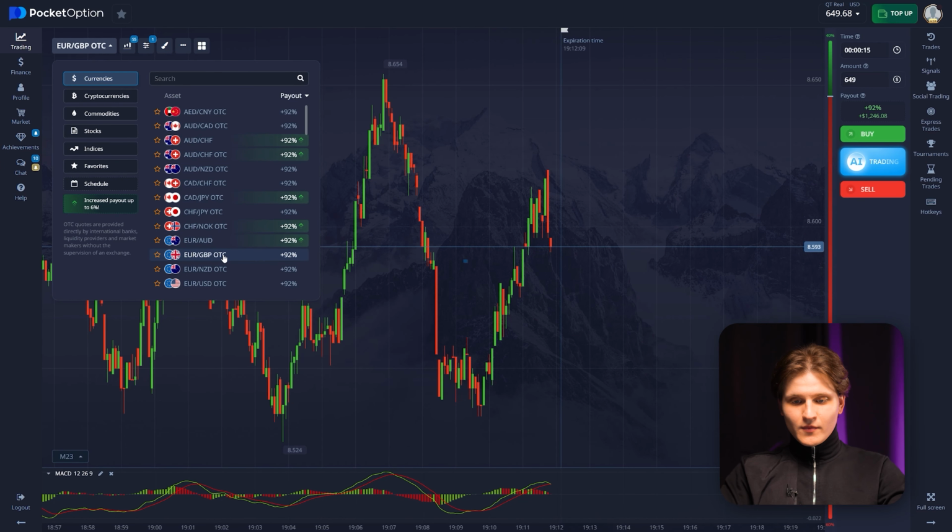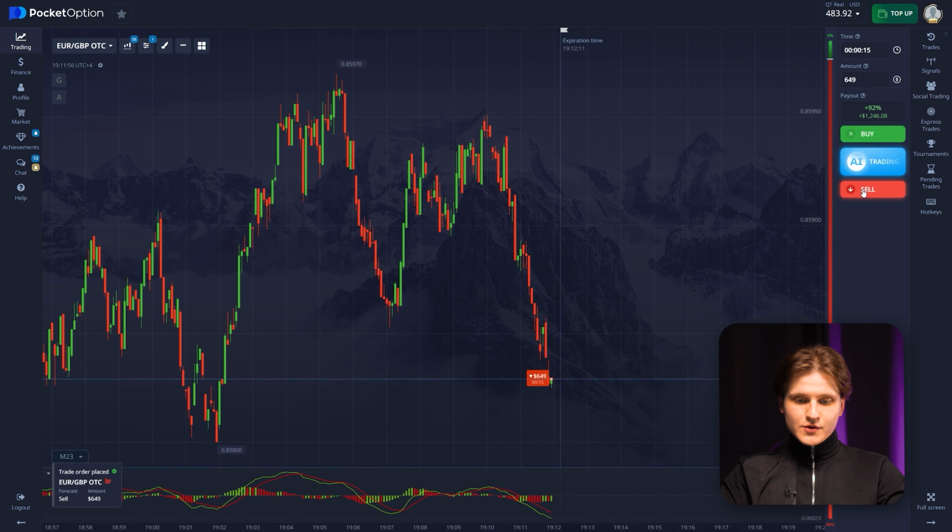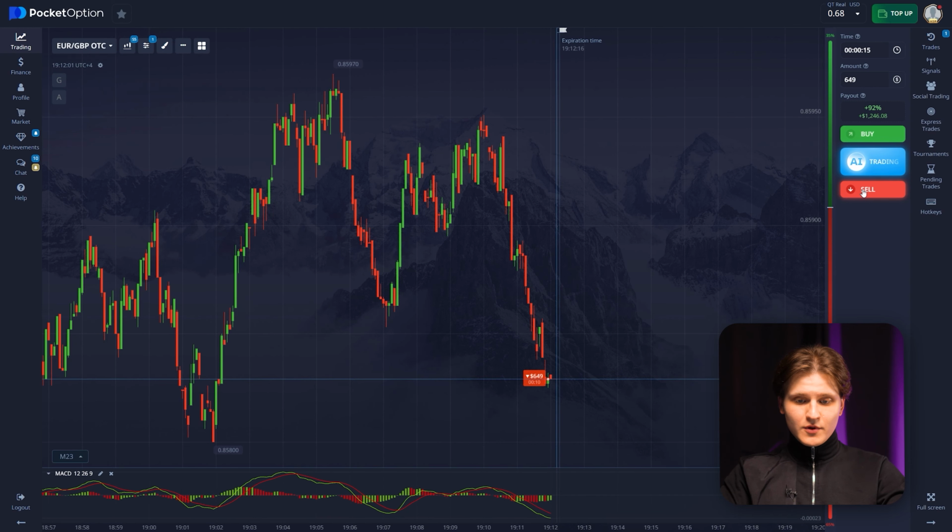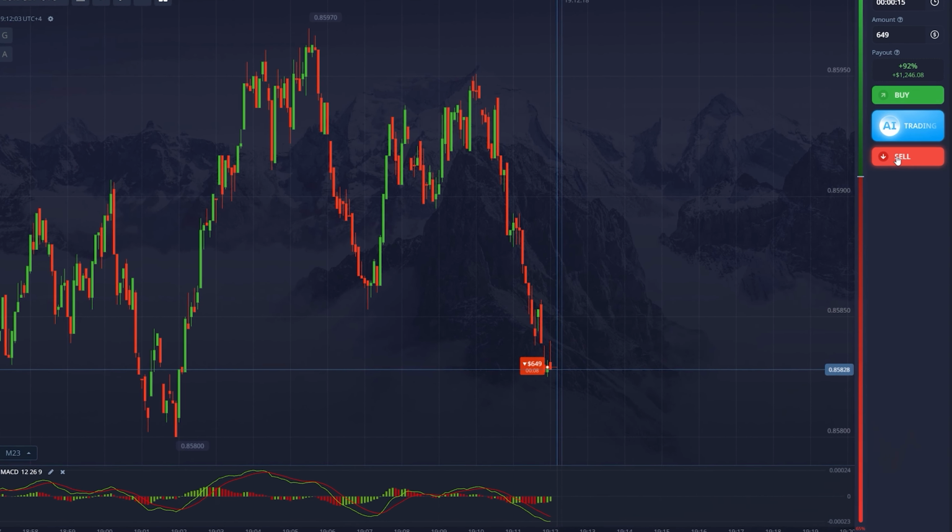I will move on. Here we see a similar situation. So here I open a position down and wait for the end of a trade, as the trend movement is also directed downwards.